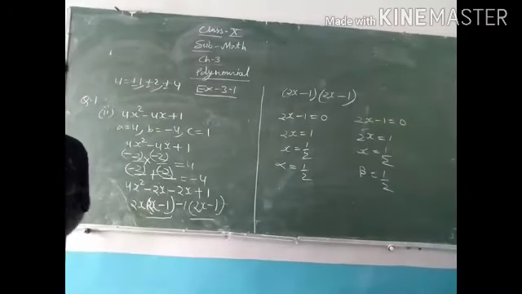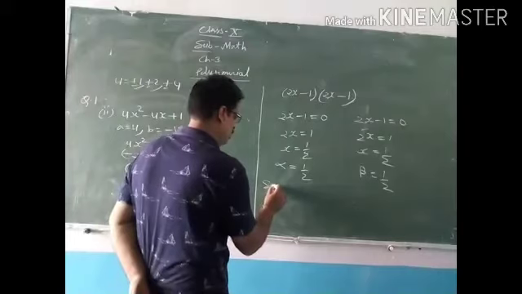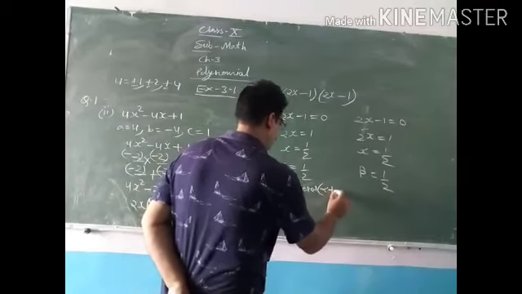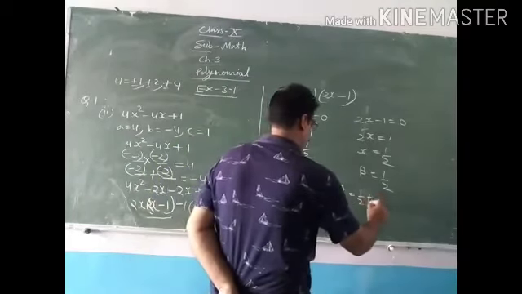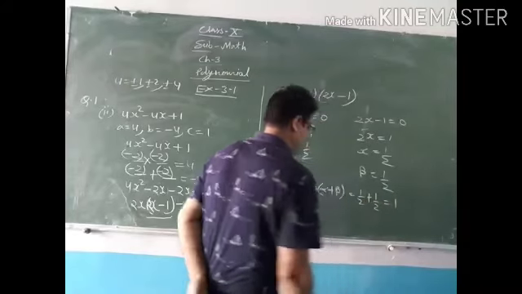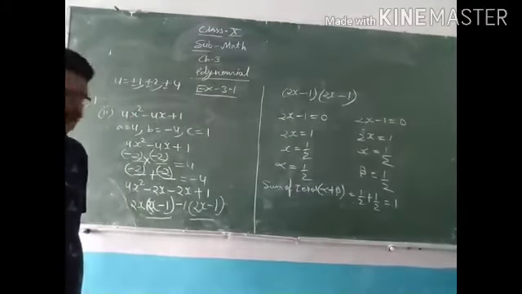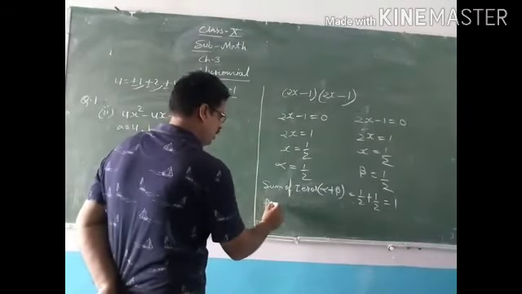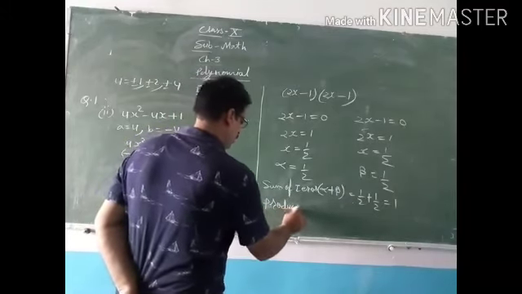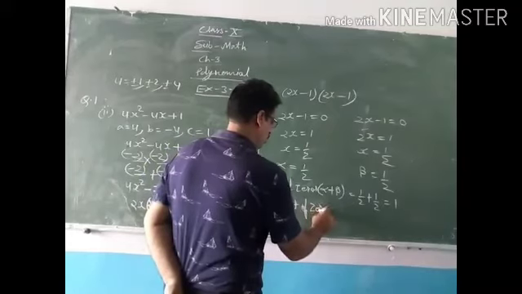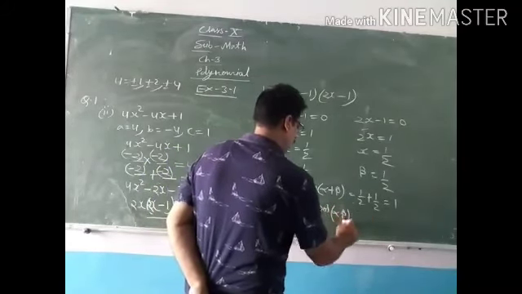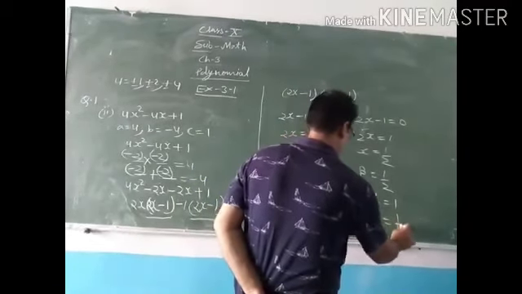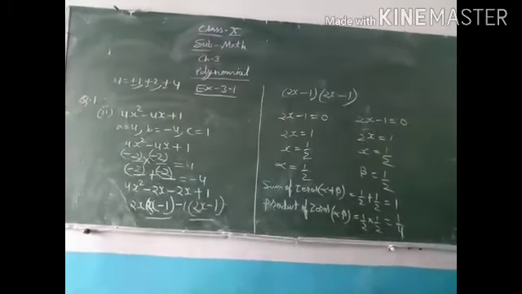Now we have to find the relation between zeros and coefficients. So the sum of zeros we have to find, that is alpha plus beta. Alpha means 1 upon 2 plus beta means 1 upon 2. Half plus half means 1. And the product of zeros, that means alpha into beta, that means 1 upon 2 into 1 upon 2, means 1 upon 4.